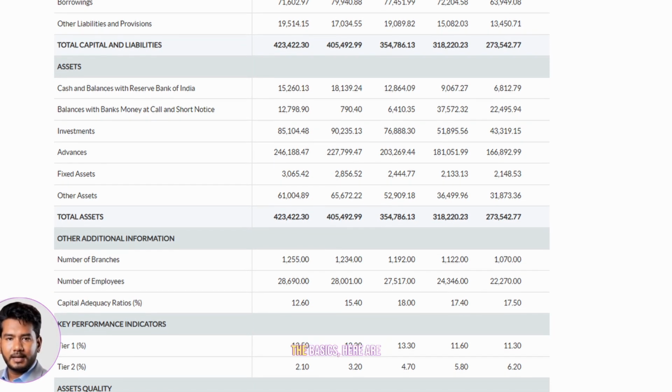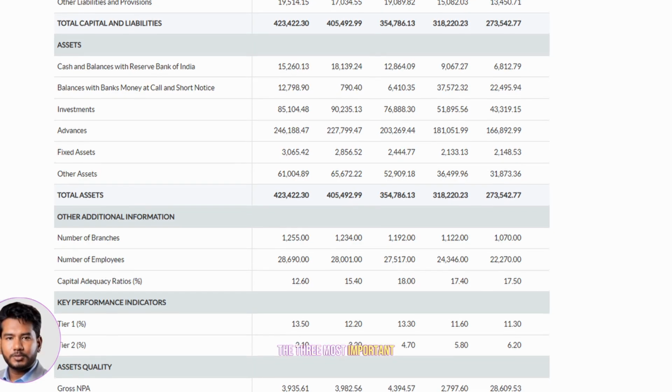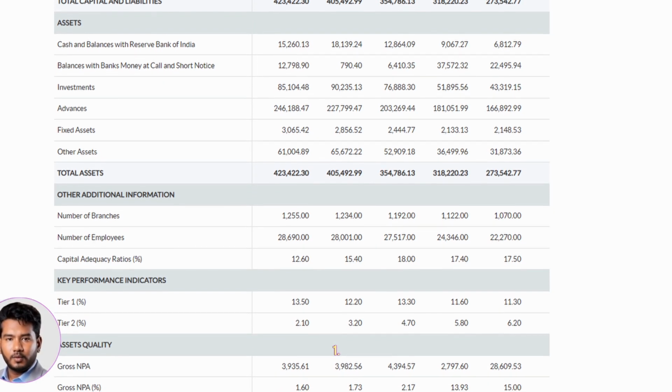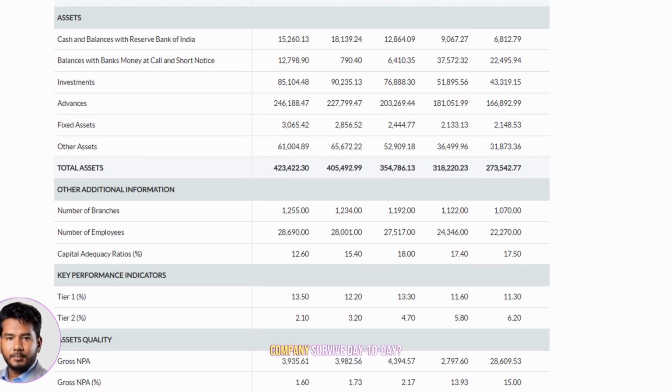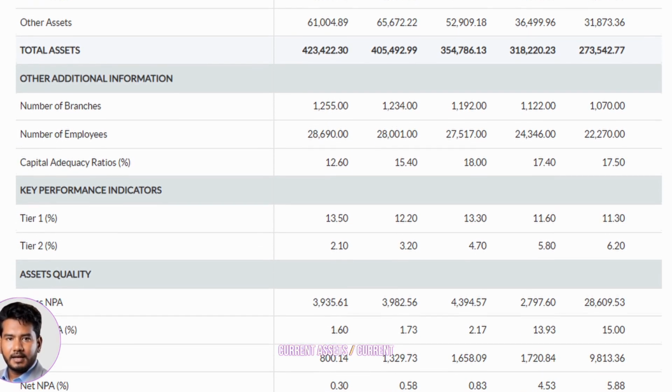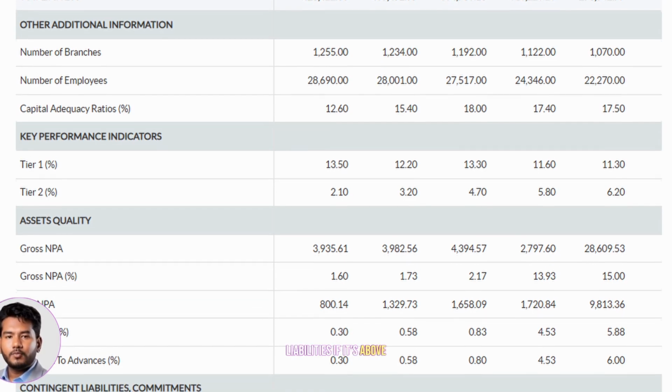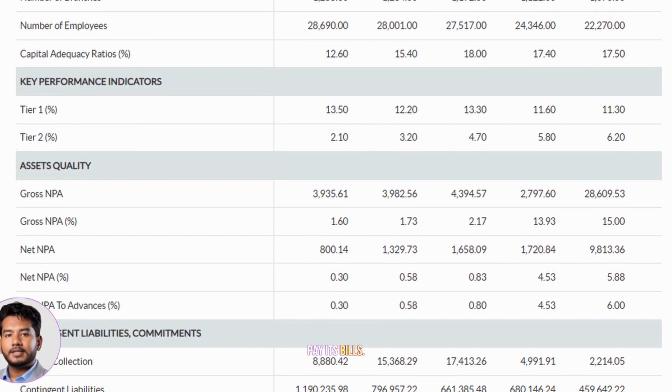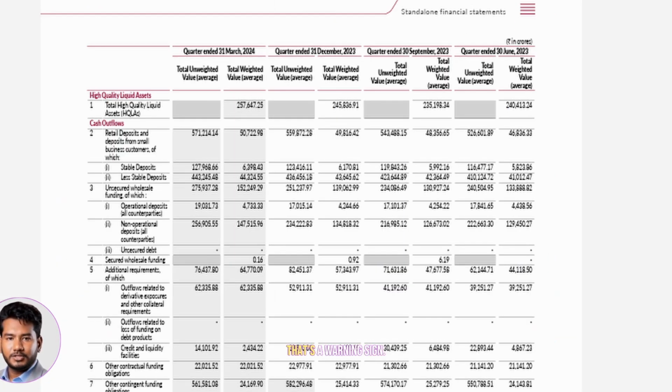Now that you understand the basics, here are the three most important checks investors do. One, liquidity. Can the company survive day to day? Look at current ratio, current assets divided by current liabilities. If it's above 1, the company can pay its bills. If it's below 1, that's a warning sign.